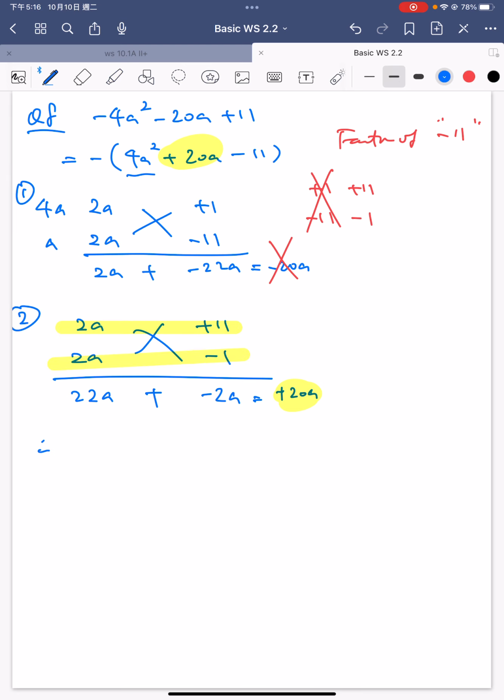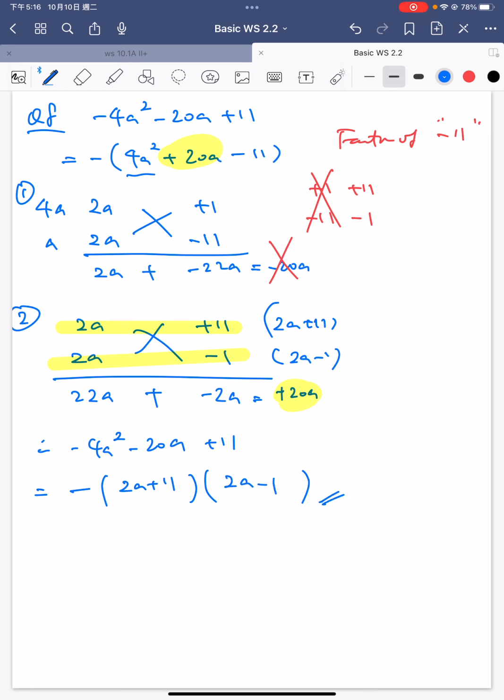So that we have negative 4a squared plus 20a minus 11 is going to be taking out the negative. We still have 2 factors. The 2 factors are going to be 2a plus 11 and 2a minus 1. So we have the negative, 2a plus 11, times 2a minus 1. So that's for question 8.